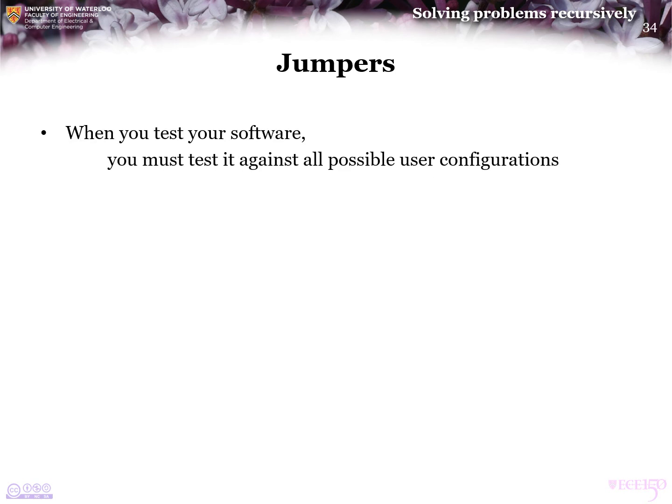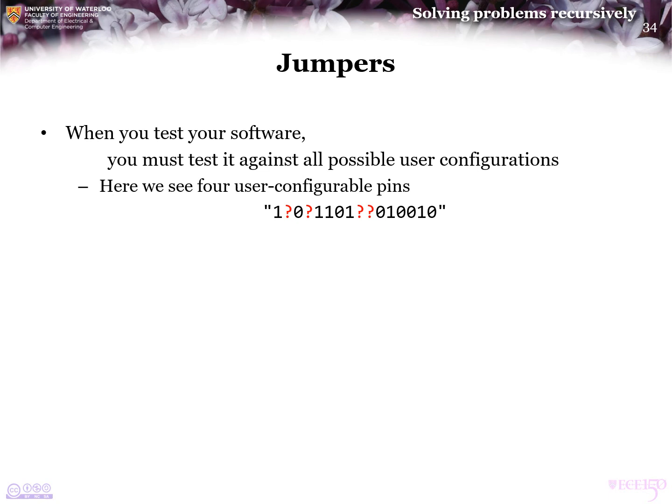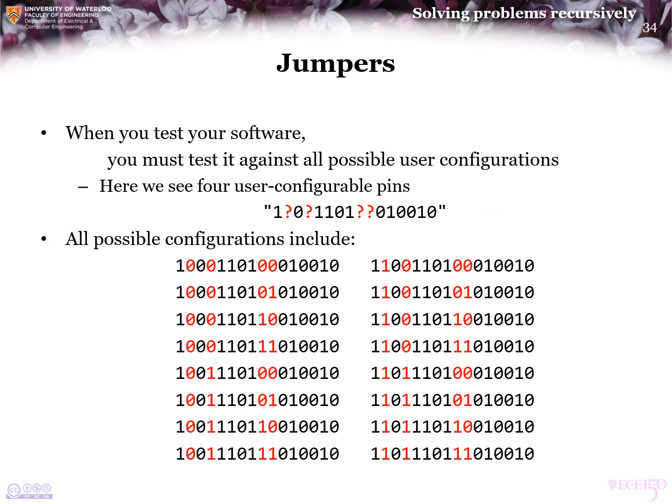Thus, as stated, we must test our software against all possible user configurations, and for the previous one, we would have the following string representing the configurations. There are 4 question marks, therefore there are 2 to the 4 possible configurations. All possible configurations are shown here. In the first one, all of the 4 user selectable pins are open, whereas in the last one, bottom right, all of the user configurable pairs are shorted.